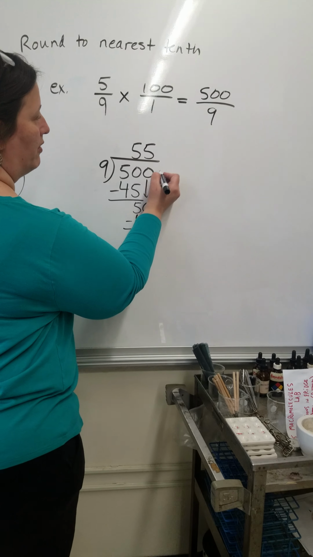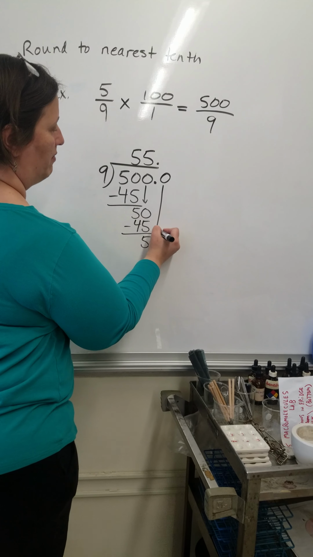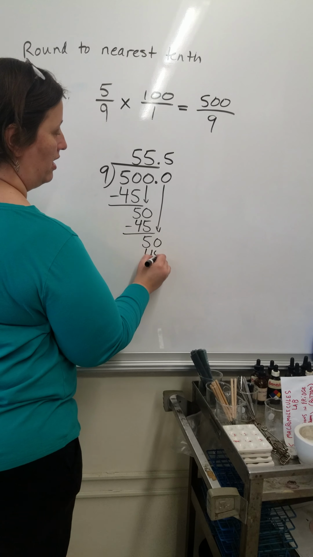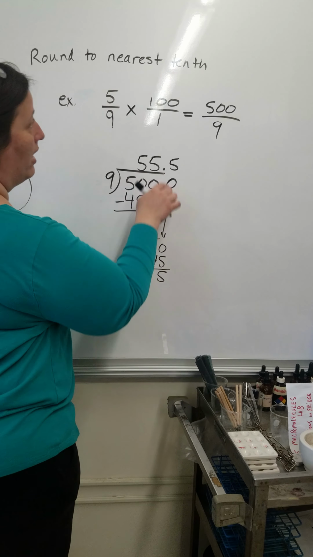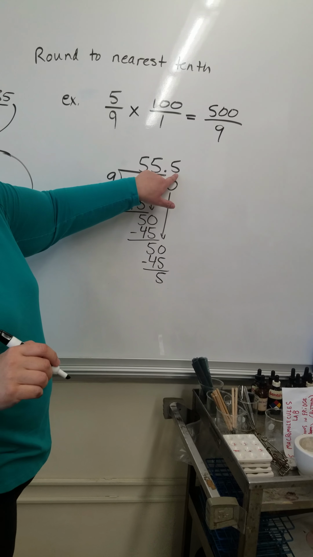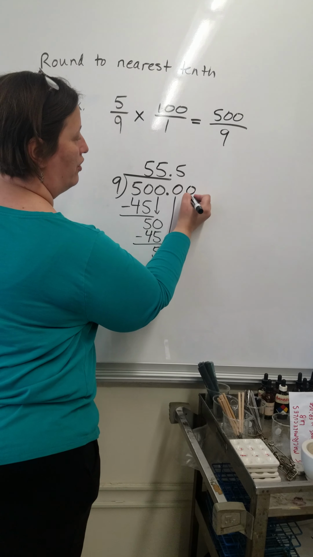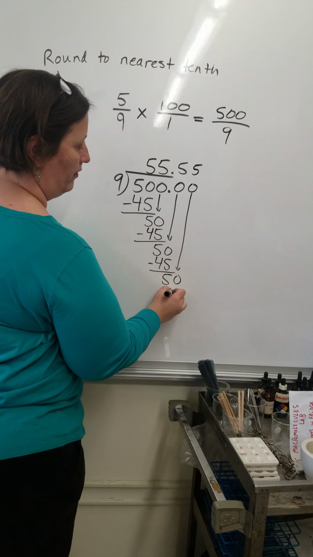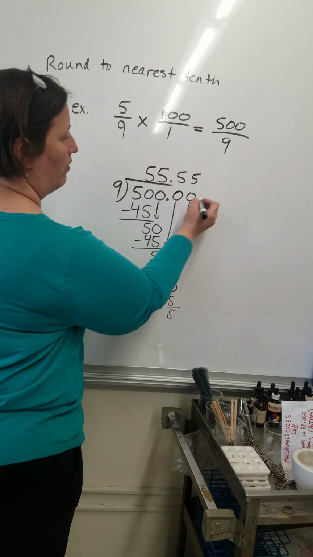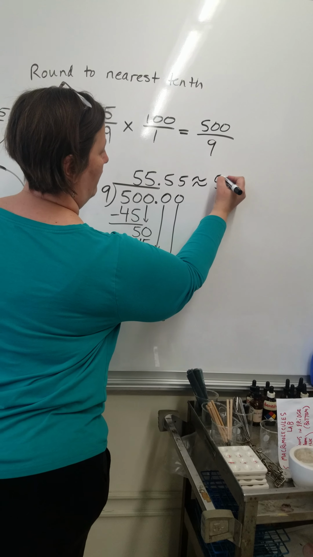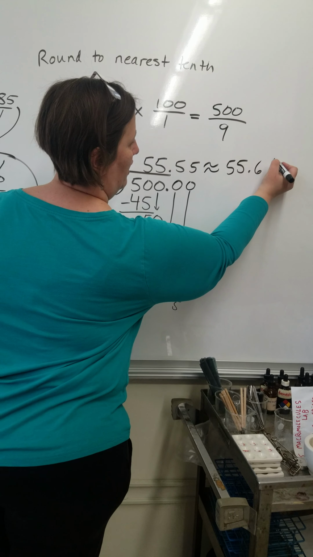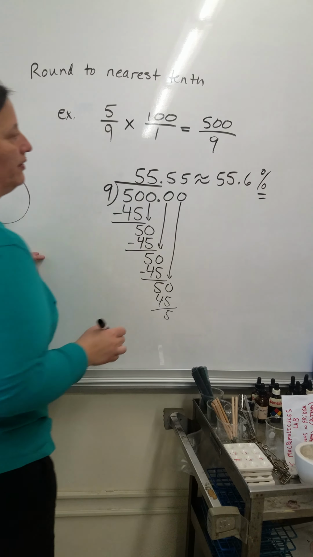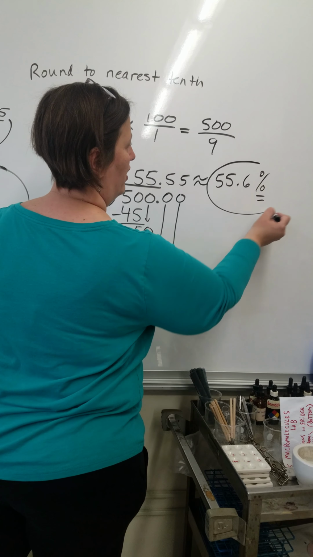So we can add our decimal point and as many zeros as we want. 9 goes into 55 5 times again, with a 5 left over. Now, if I want you to round to the nearest tenth, you have the tenths place, but if you remember, you do need the hundredths place, so we need one more 0. And that'll give us a 5 here. All right, so rounded to the nearest tenth, we get 55.6, and then again, don't forget your percent sign. That 5 is enough to make this round up to a 6. So our answer is 55.6.